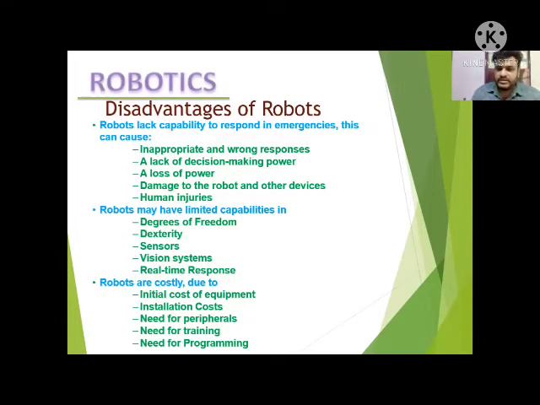Then we also need training. We know that skilled persons are few in this field. Many people don't know about robots. As we already studied, most people thought that a robot is a humanoid one, as we saw initially. But people are now studying about robots, and this disadvantage, the skilled labor issue, is being solved nowadays. These are the disadvantages of robots that you should keep in mind.